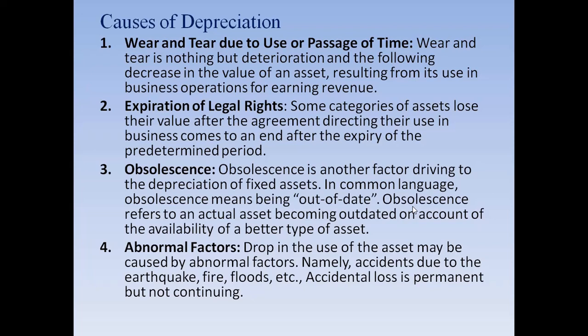Now, obsolescence. This obsolescence is actually being out of date, outdated or expired. Because after a certain period of time, you will get a better version of that machine, a better form of the plant and machinery. So after a certain period of time, that machine or asset becomes outdated. So because of obsolescence also, depreciation occurs. And number four, abnormal factors.